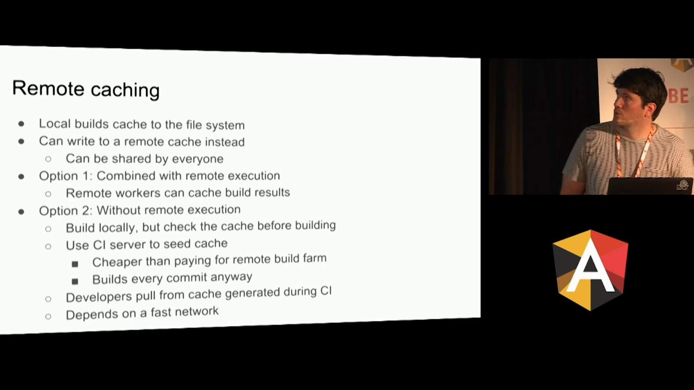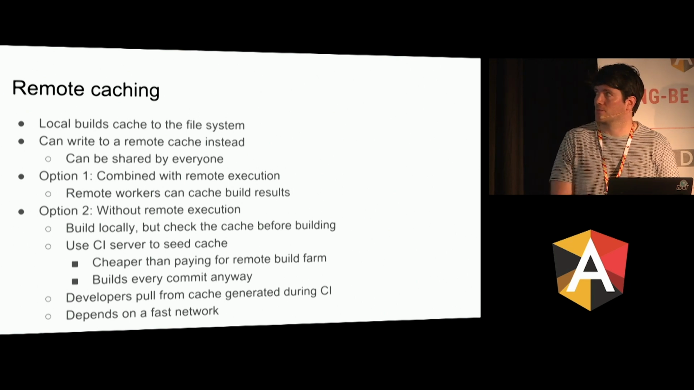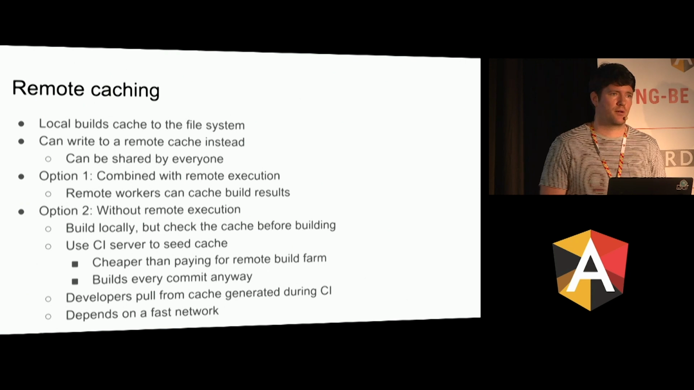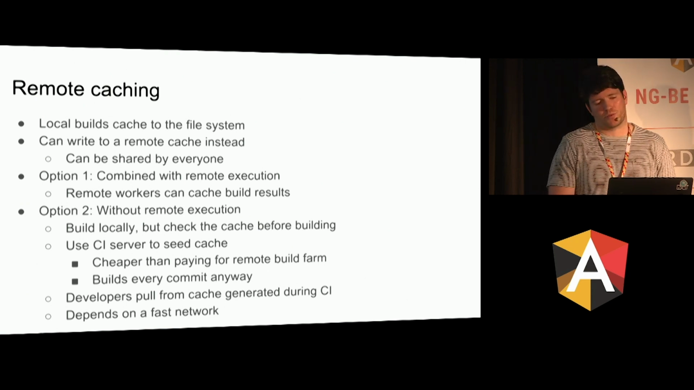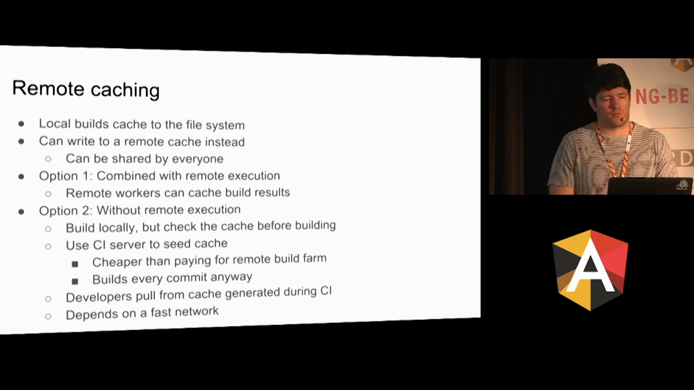And in addition to remote execution, we have remote caching. So when you're building locally, you cache to the file system, but we could instead write to a remote cache, and that way the cache can be shared by everyone. And you have two options. You can combine remote caching with remote execution, which means that the remote workers will cache and share a cache. But you can also do it without remote execution. You can build locally, but check the cache before building.